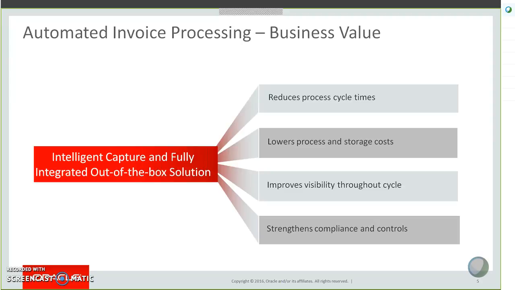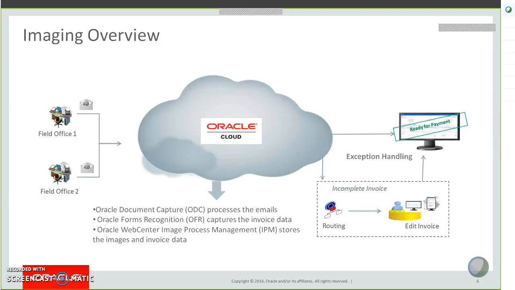Now, this diagram shows how the automated invoice processing works. First, your supplier sends the invoice to an email address, and then our solution within Oracle Cloud captures the invoice through the background process automatically. Those are the steps that run in the background, for example, process the email, capture the invoice data, and store the invoice image and the invoice data. And then the invoice will be created automatically in Payables. If the invoice is correct, it's ready for payment.